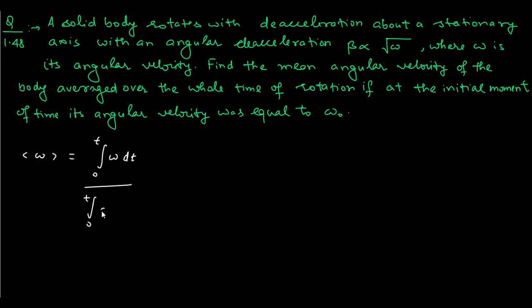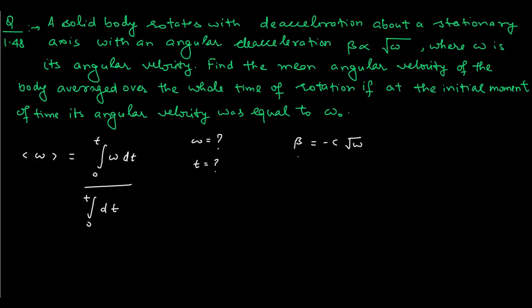0 to t, dt. Now we don't know what is omega, and we need omega in terms of t, means omega as a function of t, and also we don't know what is t, the time interval over which the body will rotate. Now what information is given to us? He is saying that this body is decelerating, so beta is equal to minus c under root omega. C is the constant, and this minus sign shows that the body is decelerating.